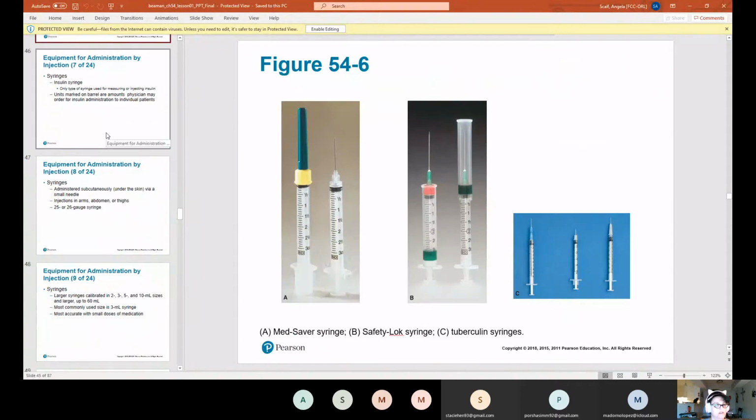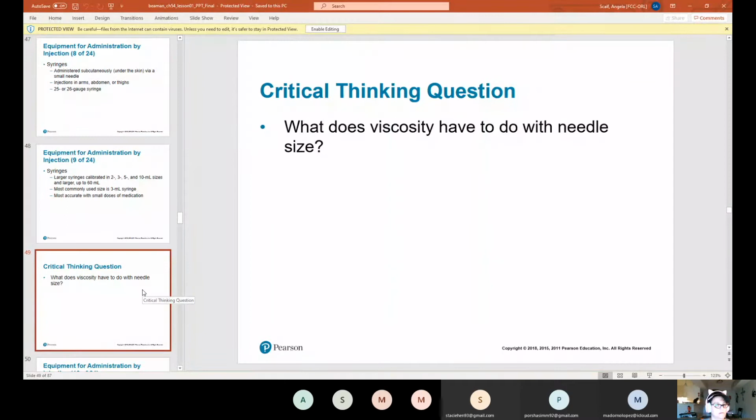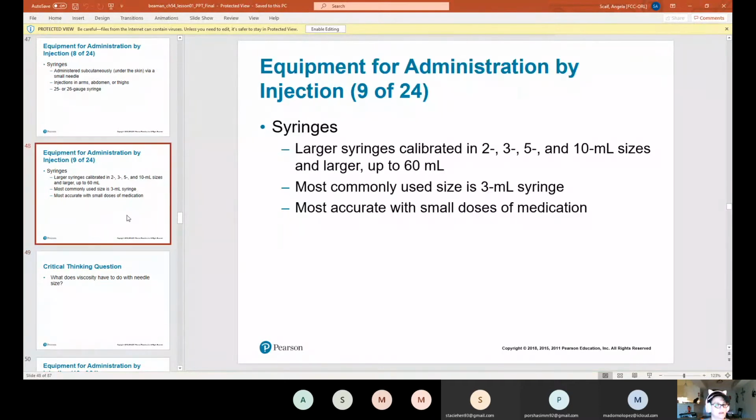We talked about the safety needles. We talked about insulin. And I think this is where we left off. We were going to start into syringe and syringe sizes.